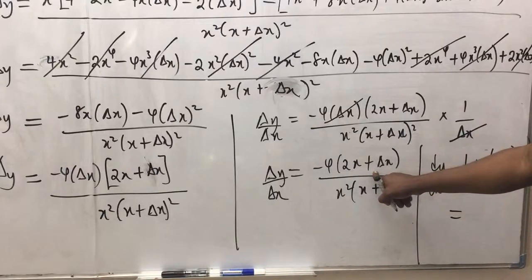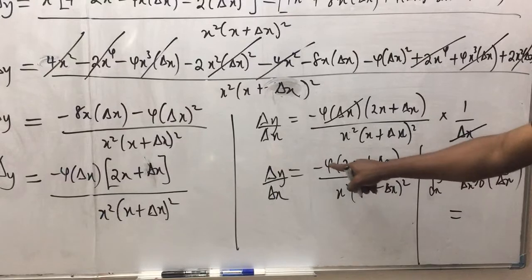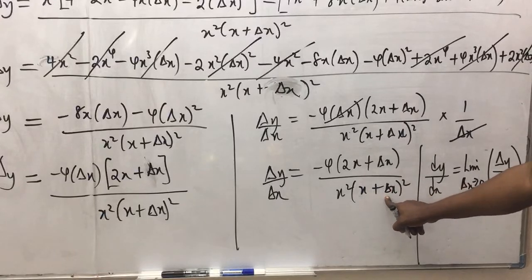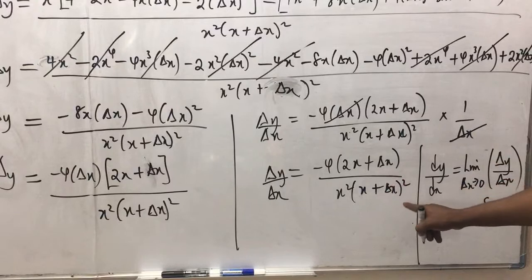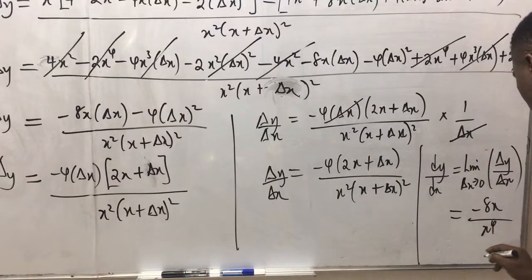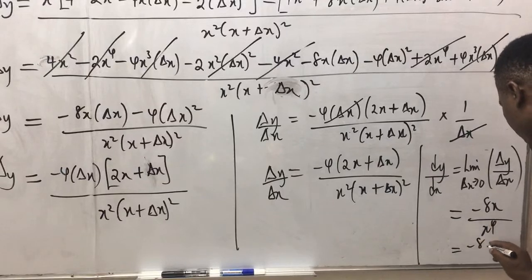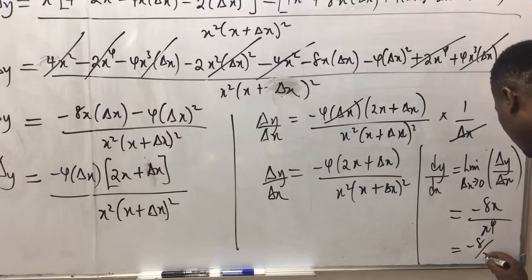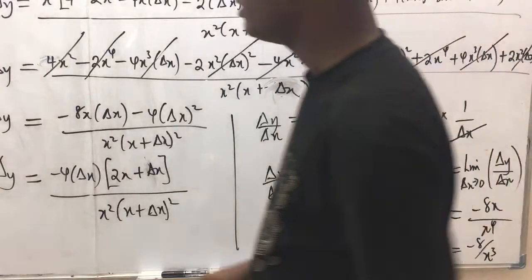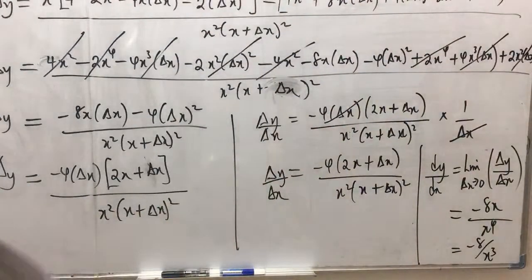When this becomes 0, I will end up having 2x, which multiplies minus 4 to give us minus 8x. And when change in x is put as 0 here, you end up having x plus 0 squared, which is x squared, and x squared will multiply x squared to give us x raised to power 4. Of course, you can cancel that to give you a final result, minus 8 over x cubed. Okay? So now, that is for problem 11.